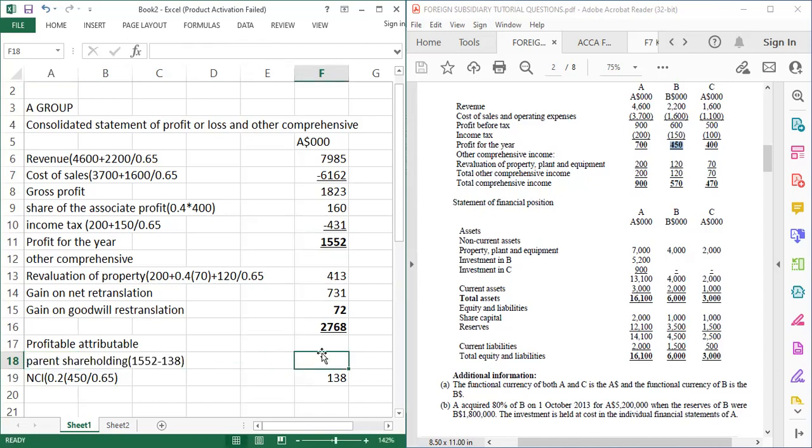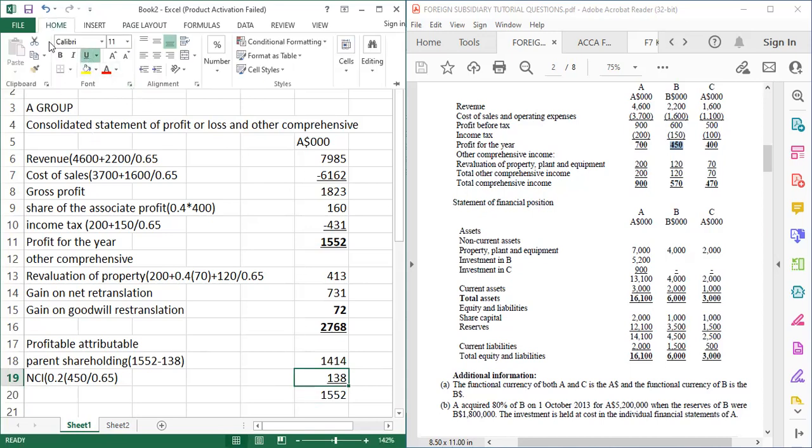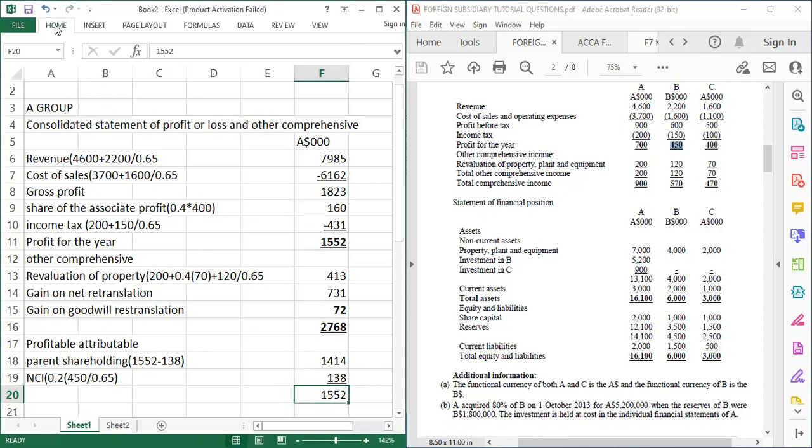So if NCI is taking 138, then how much would the parent be taking? Let's find that. 1,414. So what we are sharing is the 15.2. This is the profit for the year that we are sharing. Let's now come to how we share the other comprehensive income.